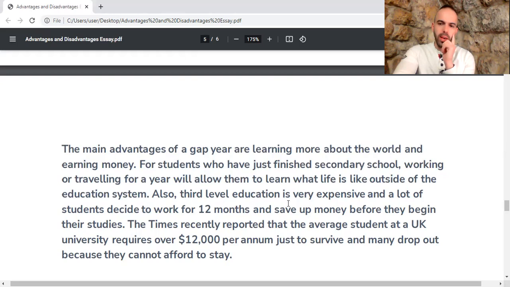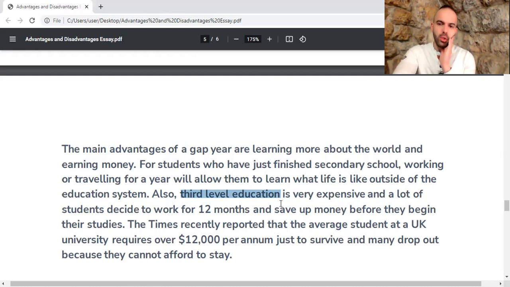Also, third level education. Third level education, by the way, is a synonym of university studies. Instead of saying university studies or university, to avoid the repetition of some words, you can replace these words with other synonyms. So we've replaced the word university by third level education, or you can even use the word tertiary education. Tertiary is a very good word to use. It's very academic as well.